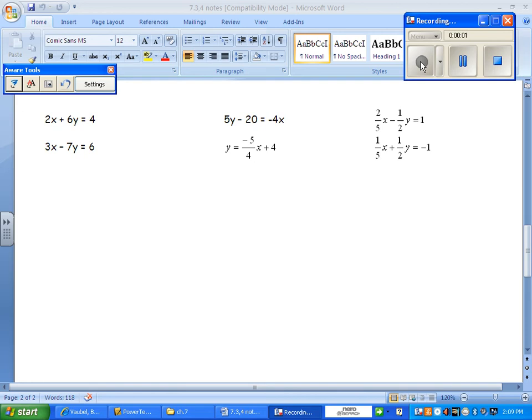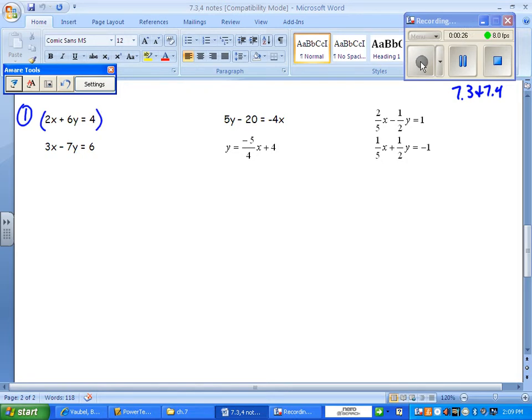Okay, alright, part 2 of 7.3 and 7.4 is the back side of the note sheet. Now there's some twists and different things going on in the back, but step number 1 in this problem: they're in standard form. So now I choose, do I eliminate the x's or the y's? And I'm choosing to eliminate the x's to make these x's 6 and negative 6.